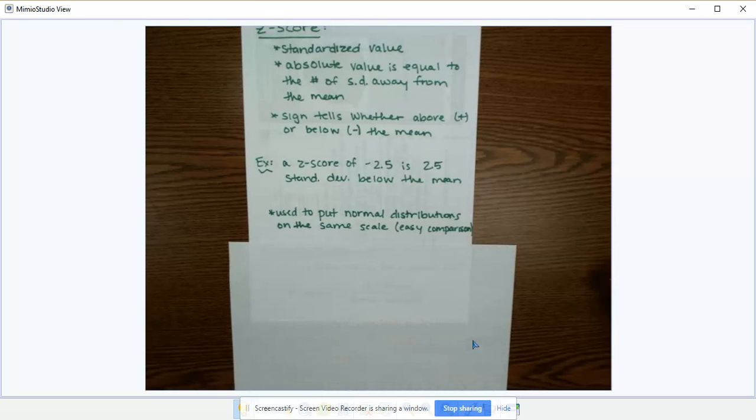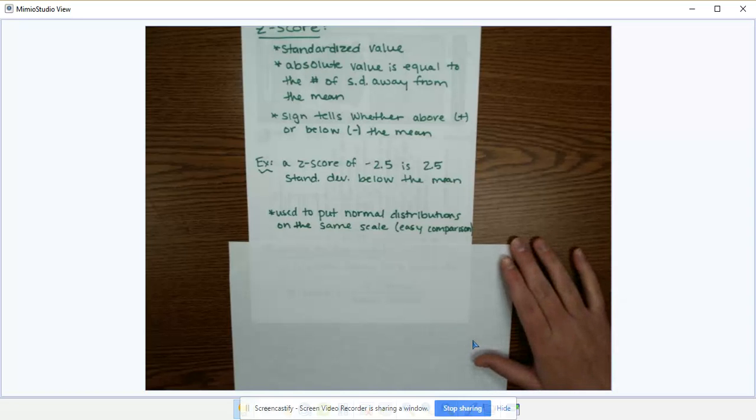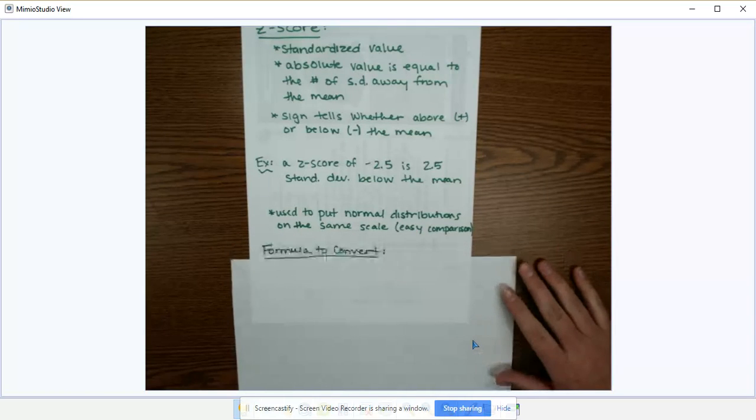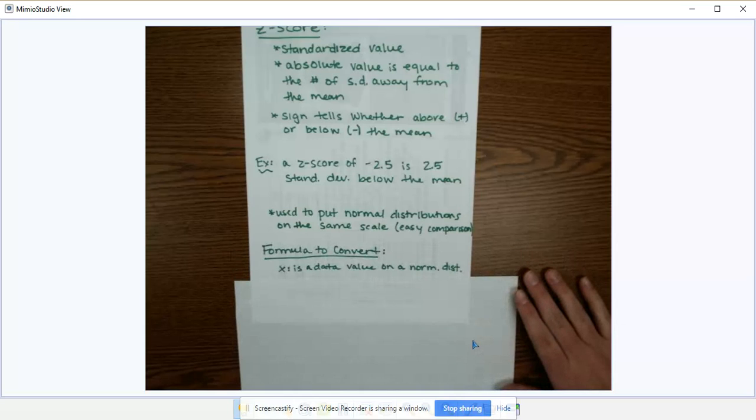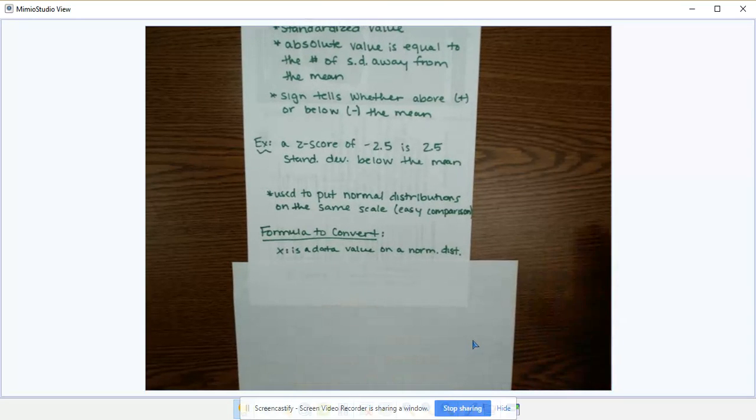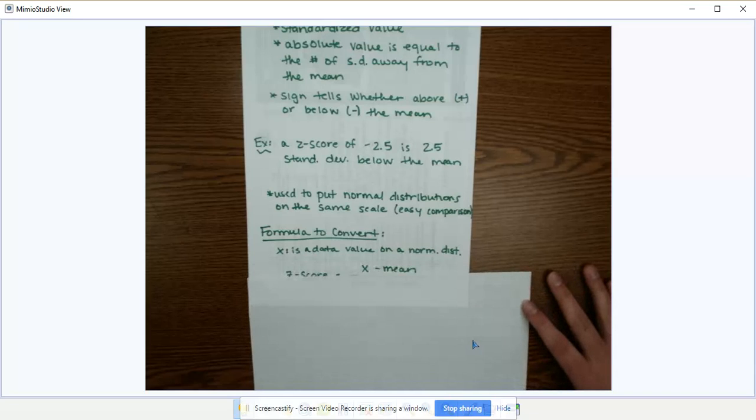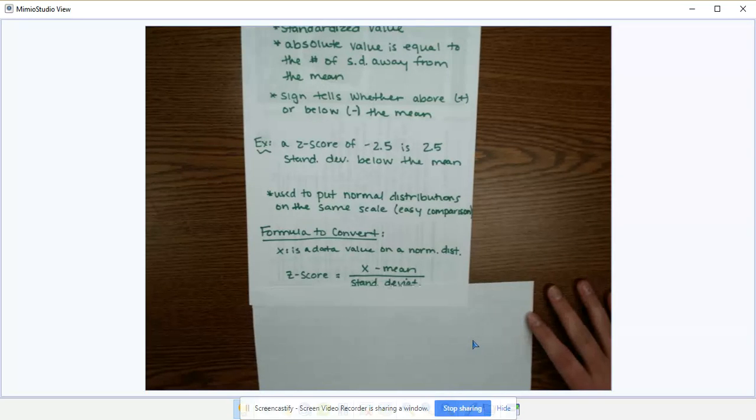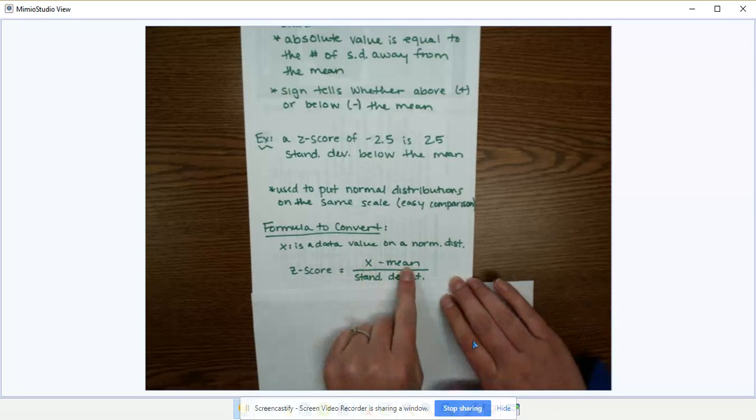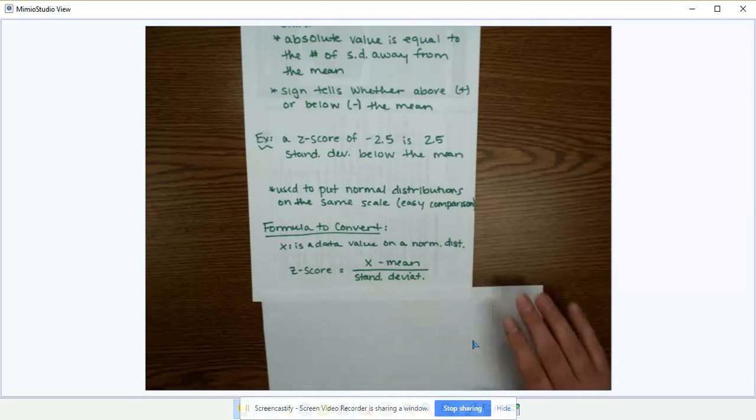And we use standard normal distributions to put any normal distribution on the same scale so that you can easily compare different types of data. It just standardizes it, so like I said, it's an easy comparison. We do have a formula to convert normal distributions to standard normals. So you have a data value, and to find your z-score, you take your data value minus the mean and divide by the standard deviation.